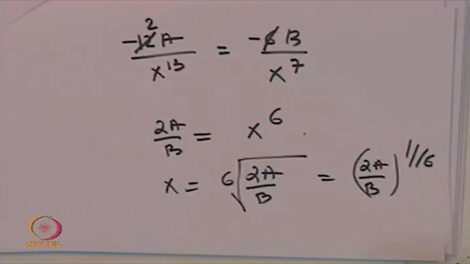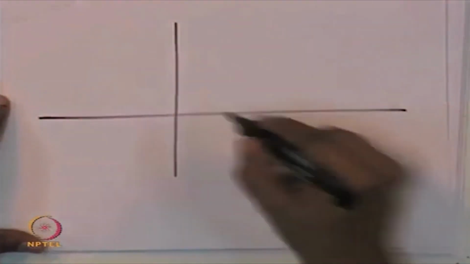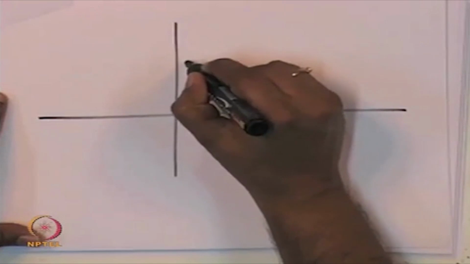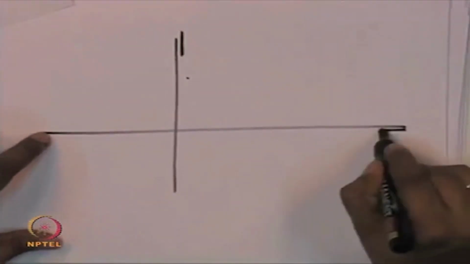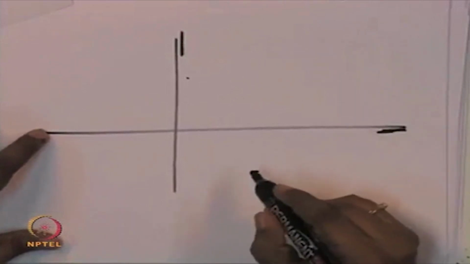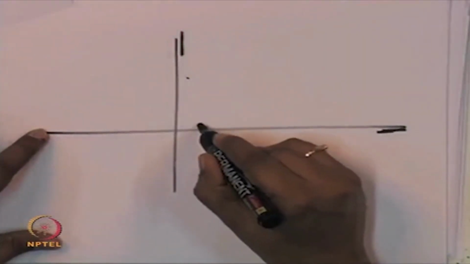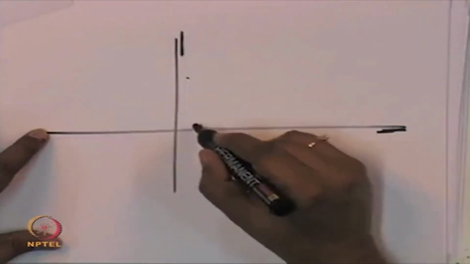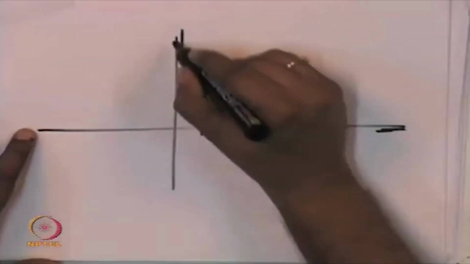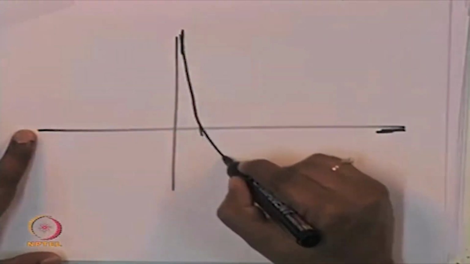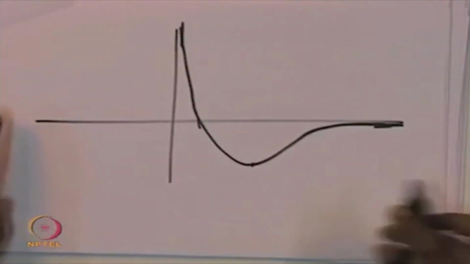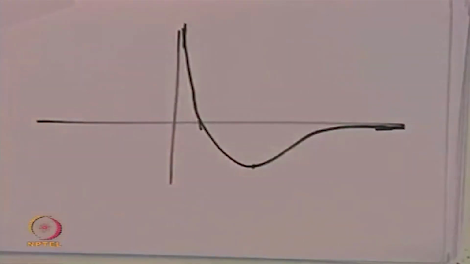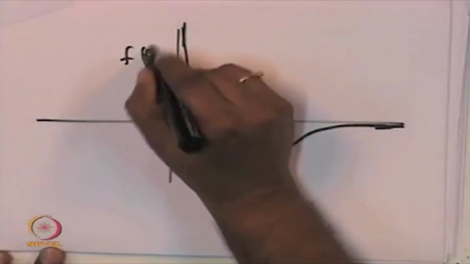So, we learned a few things. We learned that at x equal to 0 the function is infinity, so the function should go to infinity. At x equal to infinity, it should go to 0, and there is a minimum somewhere here. And we also learn that it crosses 0 at a point. If you combine all this information, you will find that it crosses 0, there is a minimum here, and it goes to 0 like this. So, you will get something like this as f of x versus x.